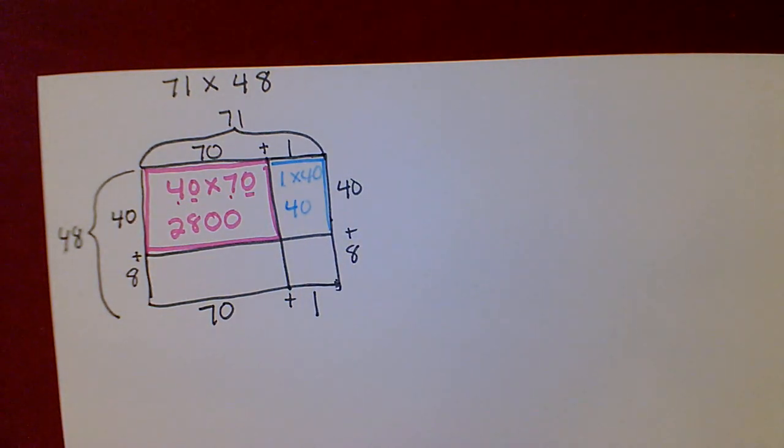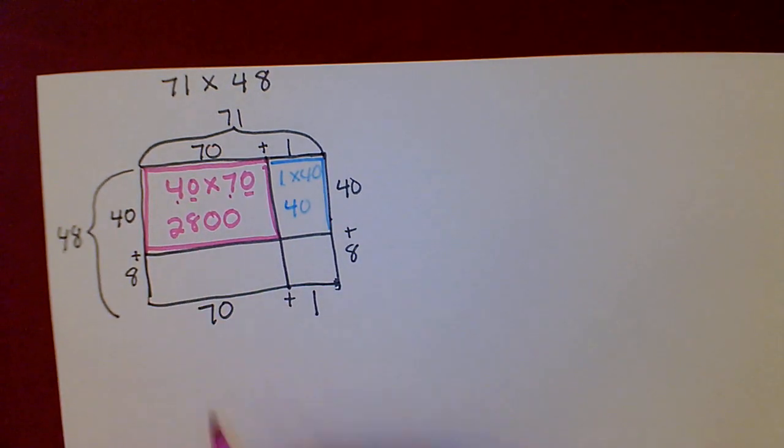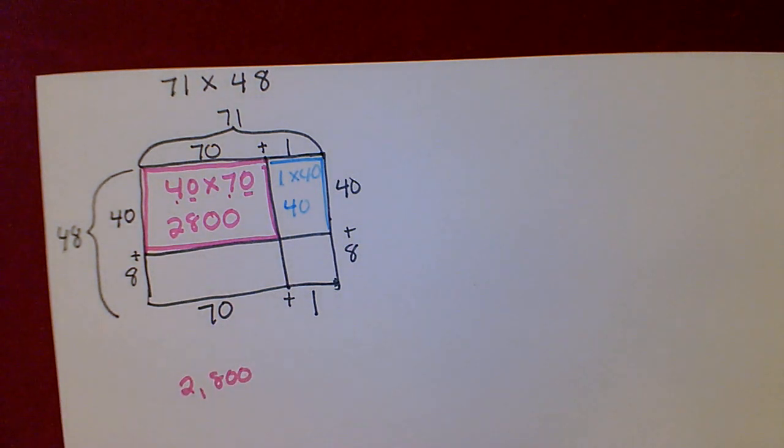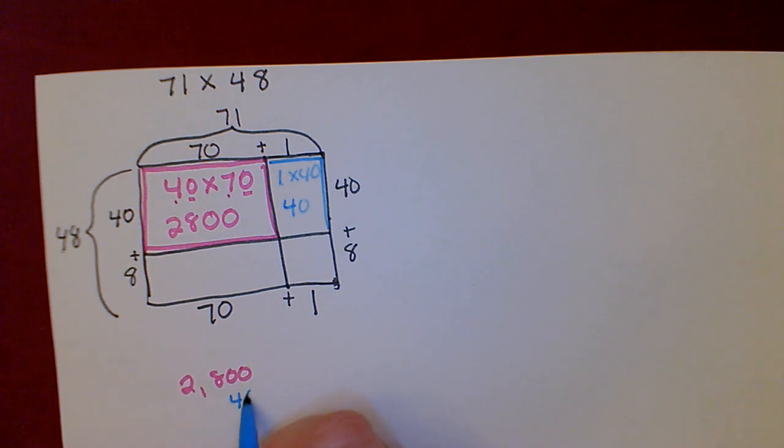All right. And as I'm going, I should probably be pulling these numbers out. So here we have 2,800. I'm going to write them down underneath for when we have to add them. And then we have 40. So I'm going to go ahead and keep track of those.